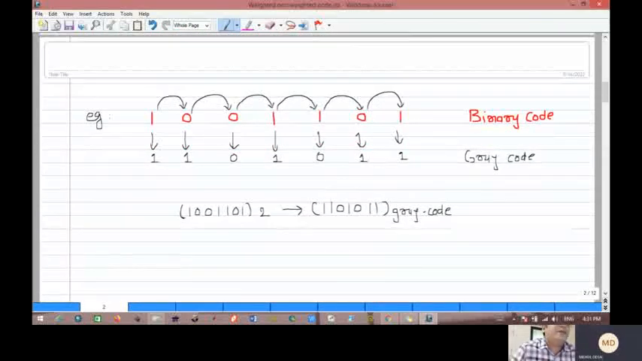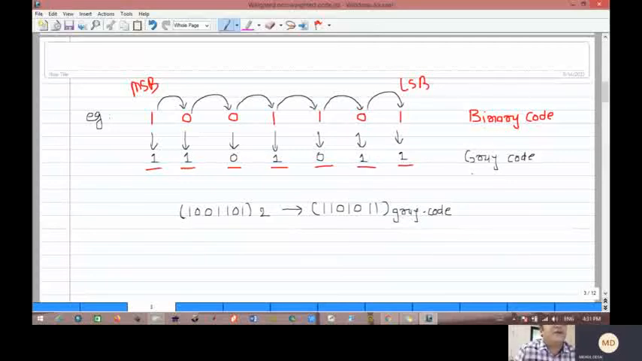Suppose this binary value is given: 11001101. Now according to the method, first of all this one is MSB and this one is LSB. First of all, MSB as it is, we have to keep. Then 1 XOR 0, once again complement to each other, so the answer is 1. 0 XOR 0, both are same, so the answer is 0. 0 XOR 1, both are complement to each other, so the answer is 1. 1 XOR 1, both are same, so the answer is 0. 1 XOR 0, both are complement to each other, so the answer is 1. 0 XOR 1, both are complement to each other, so the answer is 1.